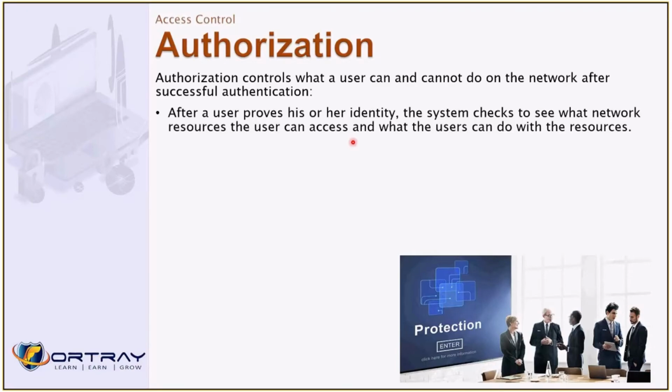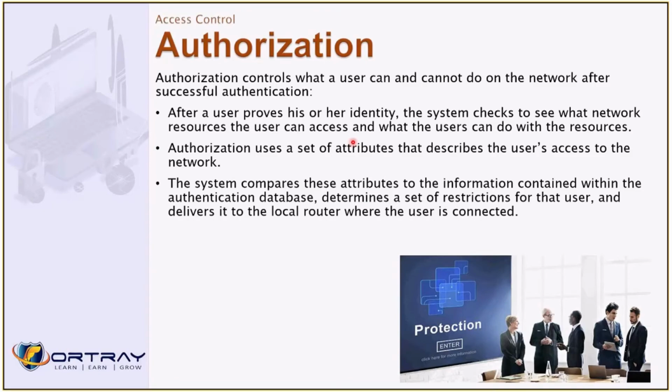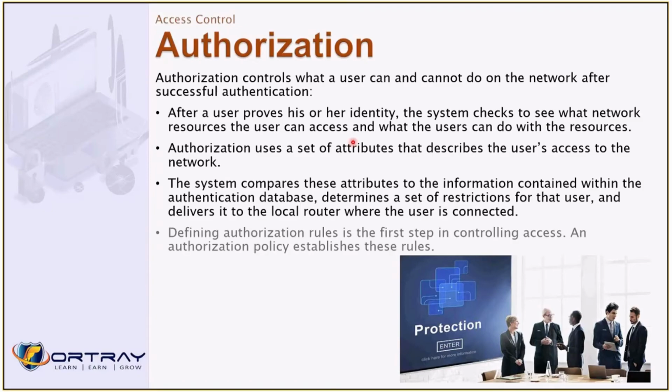After a user proves his identity, the system checks to see what network resources he can access. This is normally what we call AAA: Authentication, Authorization, and Accounting. The system compares the attribute information contained in the authentication database to determine the set of restrictions. Defining authorization rules is the first step to controlling the access.